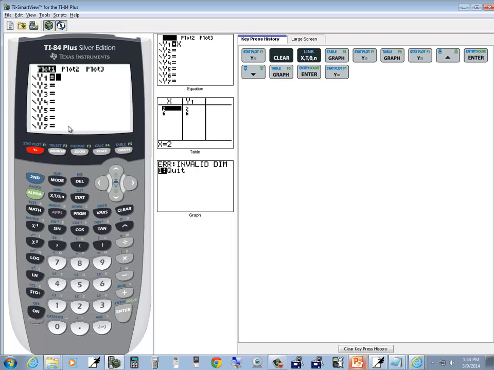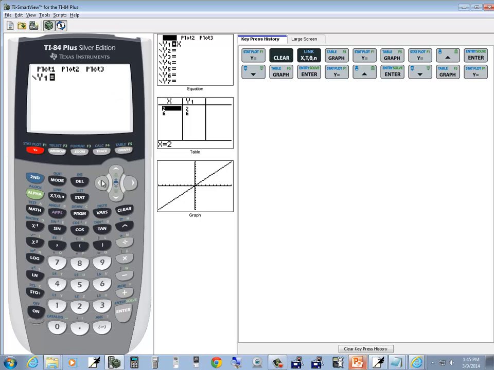I go back to Y equals. We don't want any of those highlighted. Those are statistics functions. So I'm going to up arrow, put my flashing cursor on Plot 1, and press Enter one time, and then down arrow. And now if you press Graph, you should see it work.